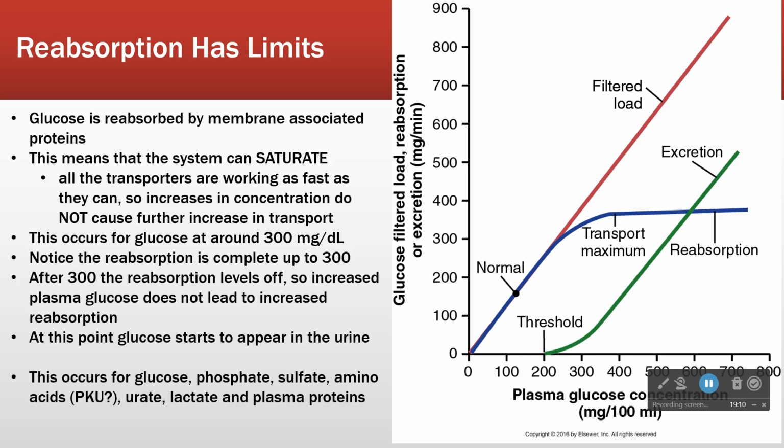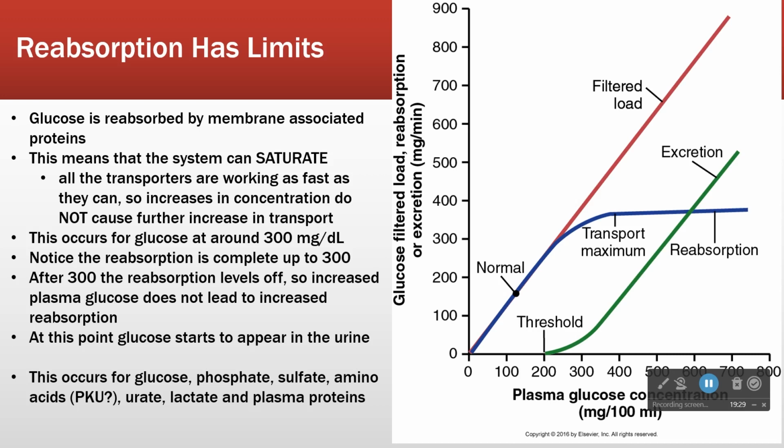All right, so that's sort of how we use glucose in the urine to diagnose diabetes, because if you have glucose in your urine, it means your sugar is at least 300, right? Double normal. So it's a quick and dirty test.